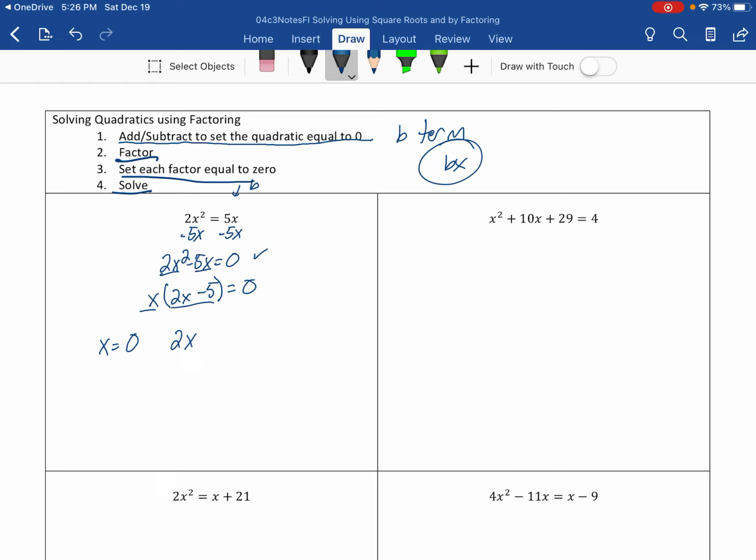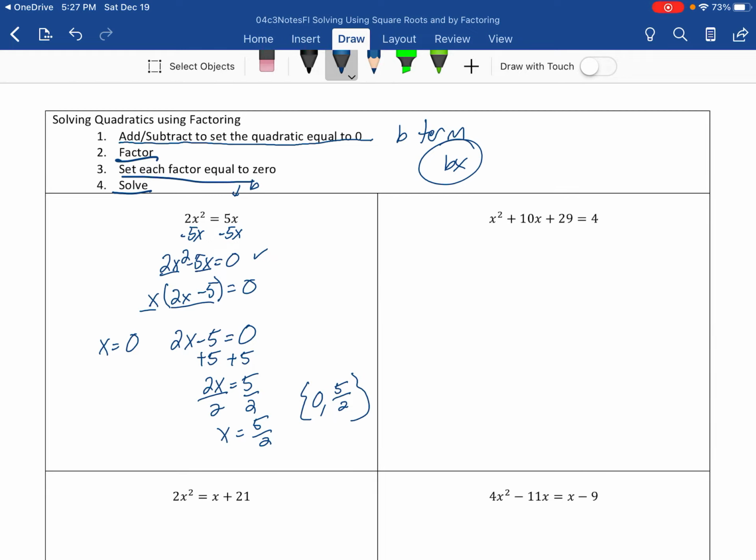Then I take my factors and I set them equal to 0. So x is equal to 0, or 2x minus 5 is equal to 0. This one I have to solve. x is equal to 5 halves. And so my solutions are 0 and 5 halves.